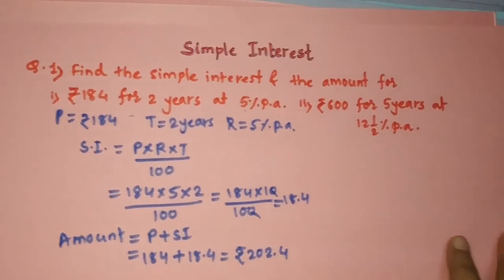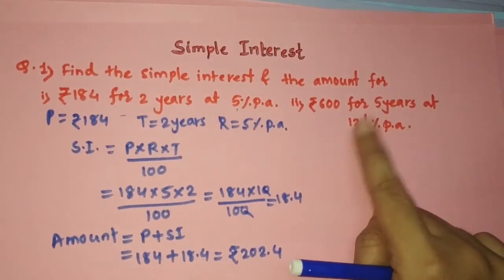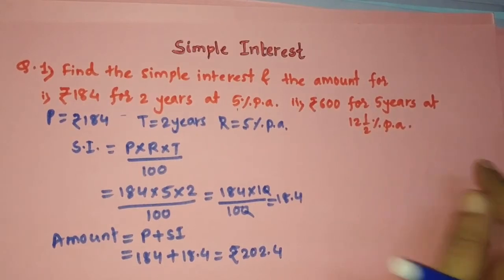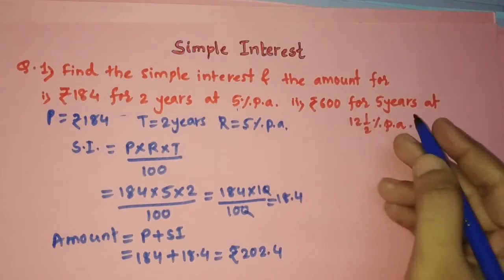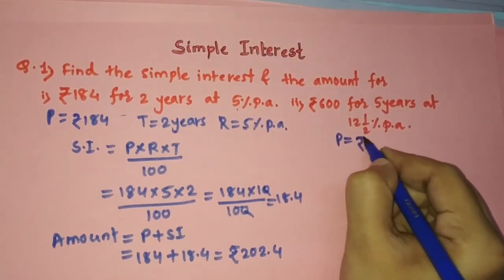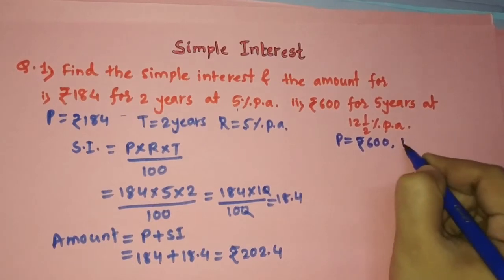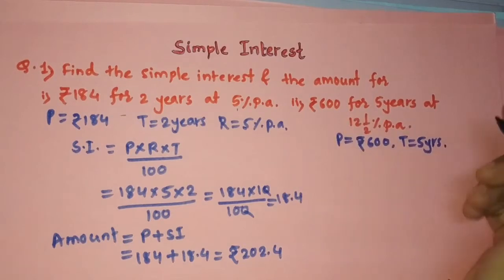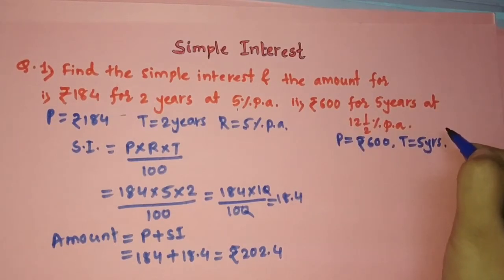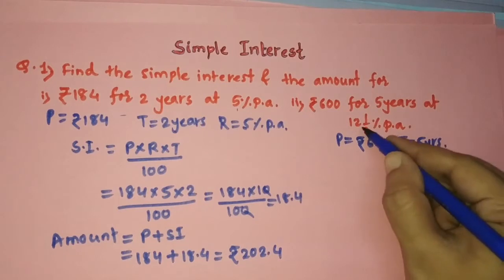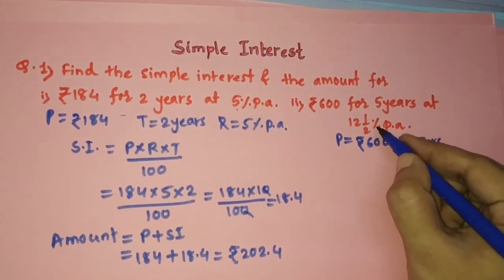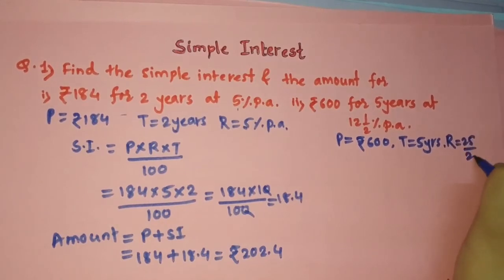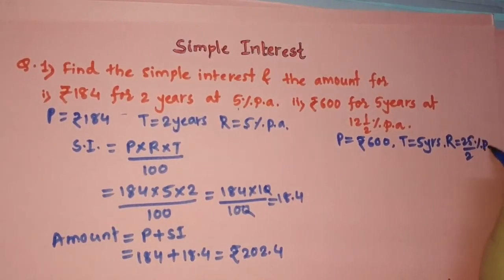Now we'll see another one here. 600 rupees for 5 years at 12 1/2% per annum. So here 600 is principal. We'll write here principal is rupees 600, and the time duration is 5 years, and the rate of interest is 12.5. So 12.5 you can convert into an improper fraction, you can write 25/2. So rate of interest is 25/2%, and that is per annum.